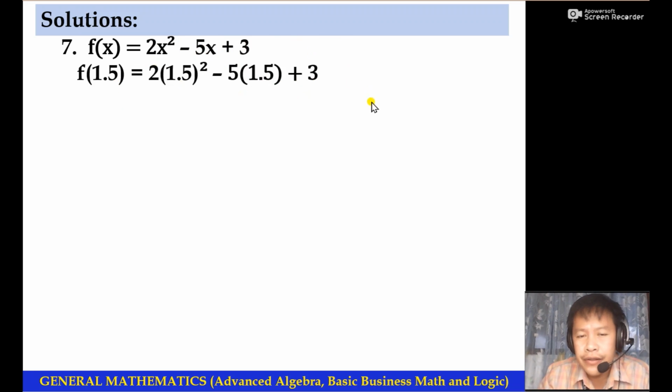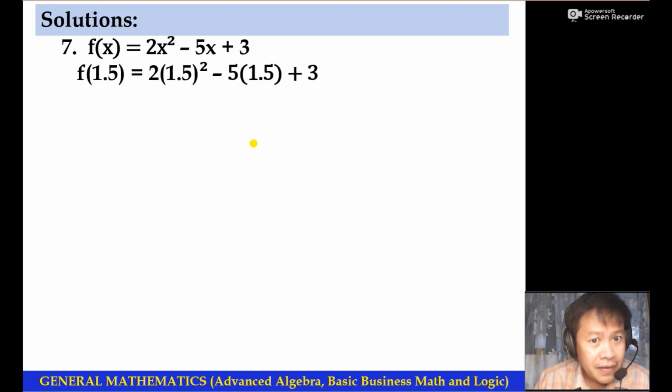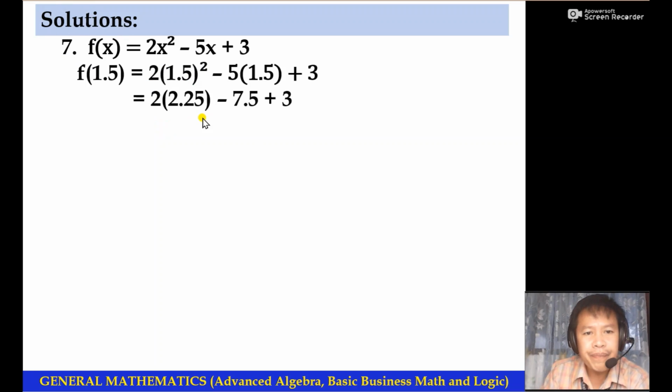Therefore, you are going to remove first the exponent. But not just removing the exponent, you are going to simplify it. Meaning 1.5 raised to 2, you are going to multiply 1.5 by itself. Do not multiply the exponent and the base, that is very wrong. 1.5 times 1.5 is 2.25. And 2.25 times 2, this is it. Then 1.5 times 5 is 7.5. That is correct. Plus 3.